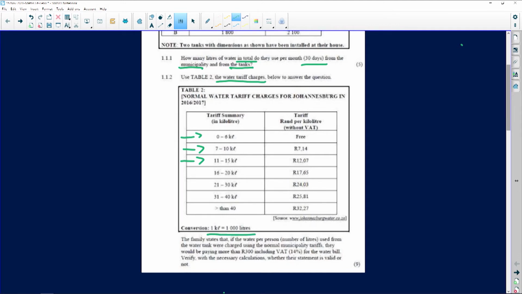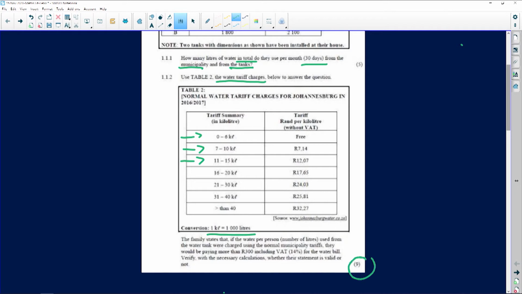The family states that if the water per person used from the water tank were charged using the normal municipality tariffs, they would be paying more than 300 Rand, including 14% for the water bill. Verify with the necessary calculations whether this statement is true or not. So I'm going to read that again. Whenever you read a question and you don't understand it, go ahead and read it again. Don't be scared. No one is watching you to see how many times you read that question.